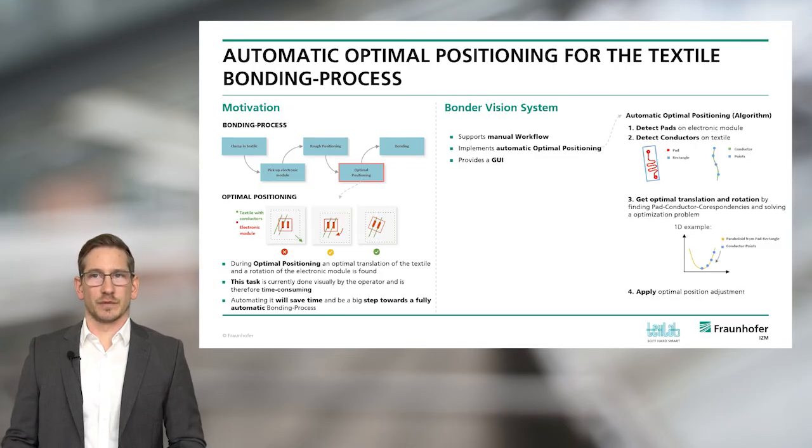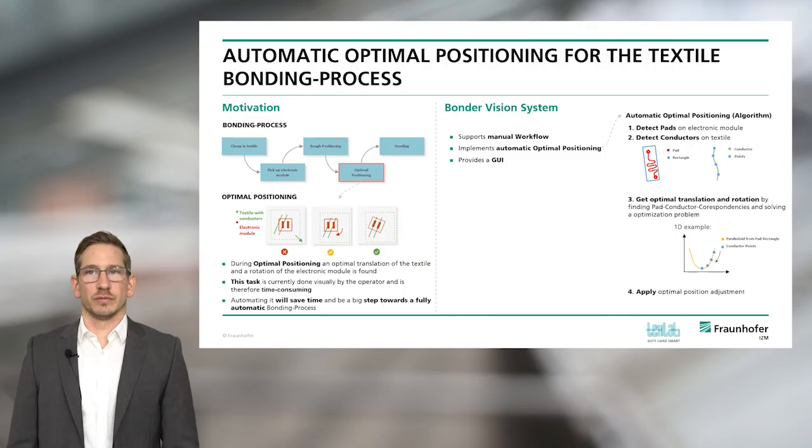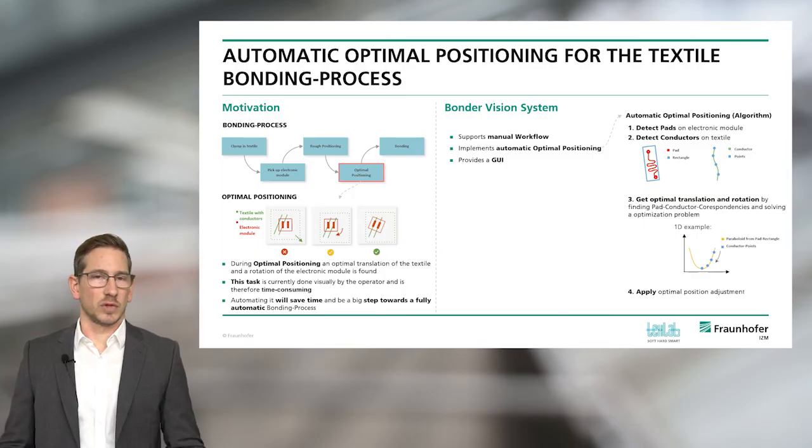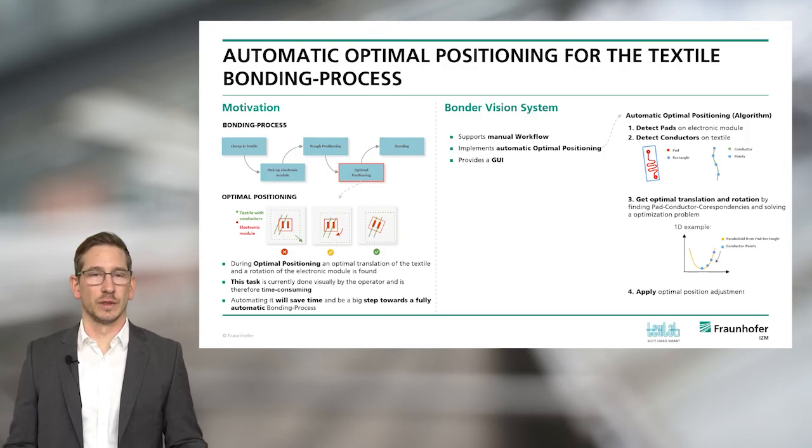And therefore we developed the so-called Bonder Vision system. The Bonder Vision system still supports the manual workflow, which is very important for us in research. We first start with the detection of the pads, so we wrote an algorithm for that, also with machine learning, and the second step is to detect the conductors. Then the third step is to get an optimal translation and rotation by finding pad-conductor correspondences and solving an optimization problem. So basically the machine calculates the optimal position.